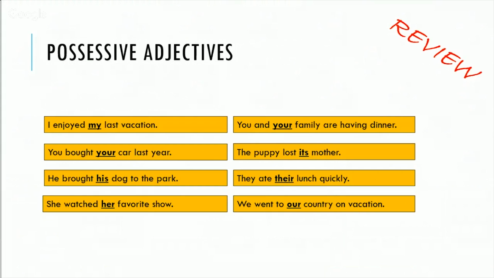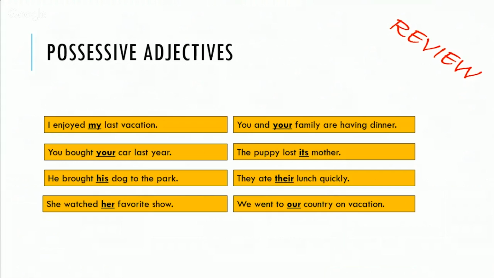Your family. The puppy lost its mother. Its is a possessive adjective. It describes the mother as belonging to the puppy, right? So the mother belongs to the puppy. The puppy lost its mother. They ate their lunch quickly. Their is a possessive adjective. It describes who the lunch belongs to. It belongs to them. They ate their lunch quickly.